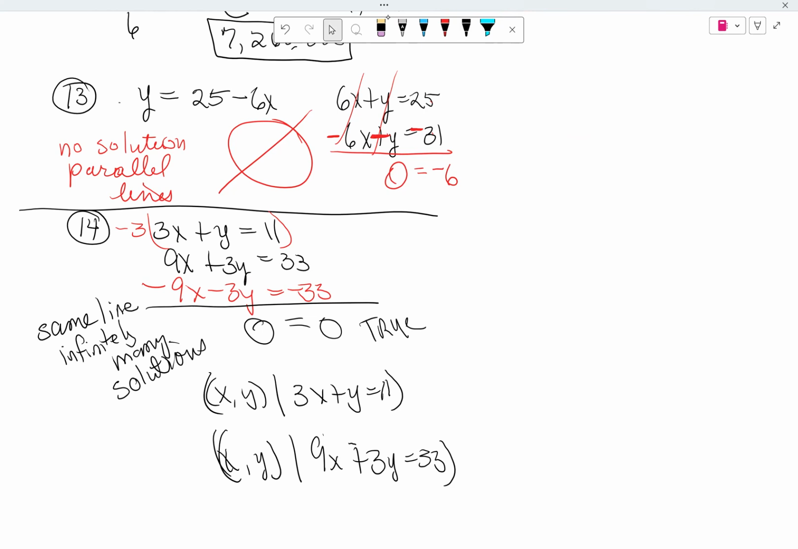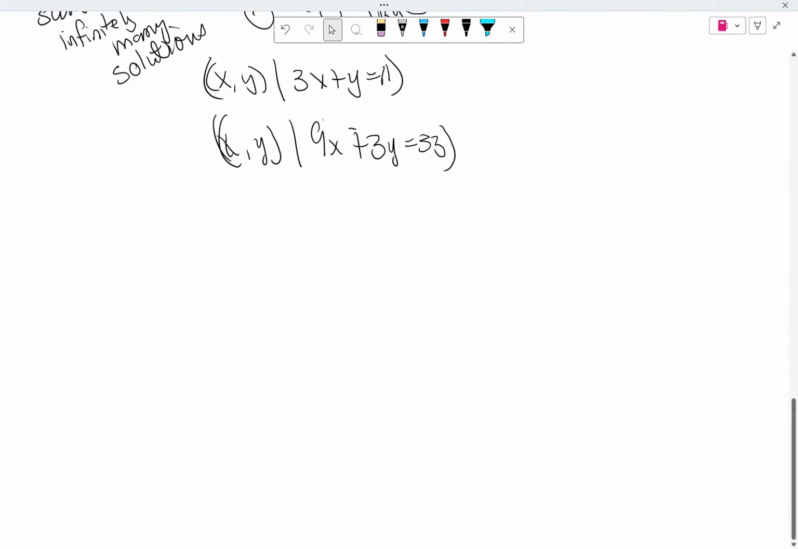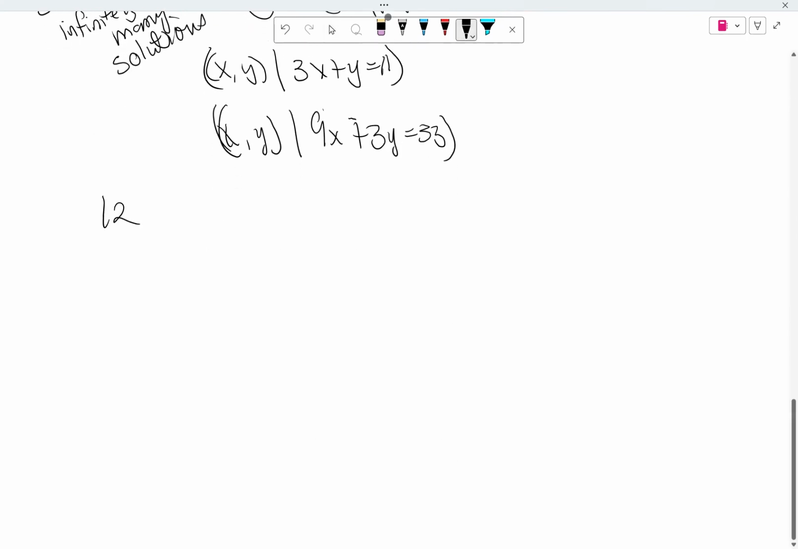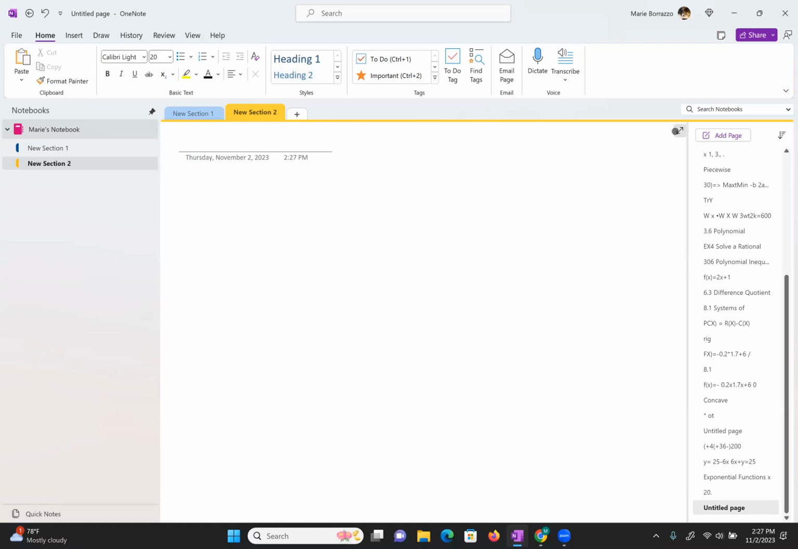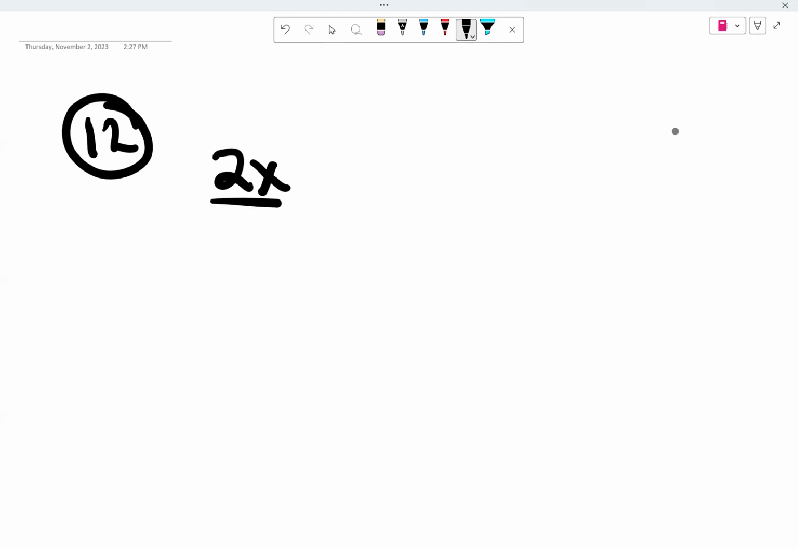Let's talk about number 12. We have time. Let's talk about number 12. Actually, let me get a new page because it starts to look weird. Okay, so in this number 12, you have 2x over x plus 6. And according to this, this is less than x.